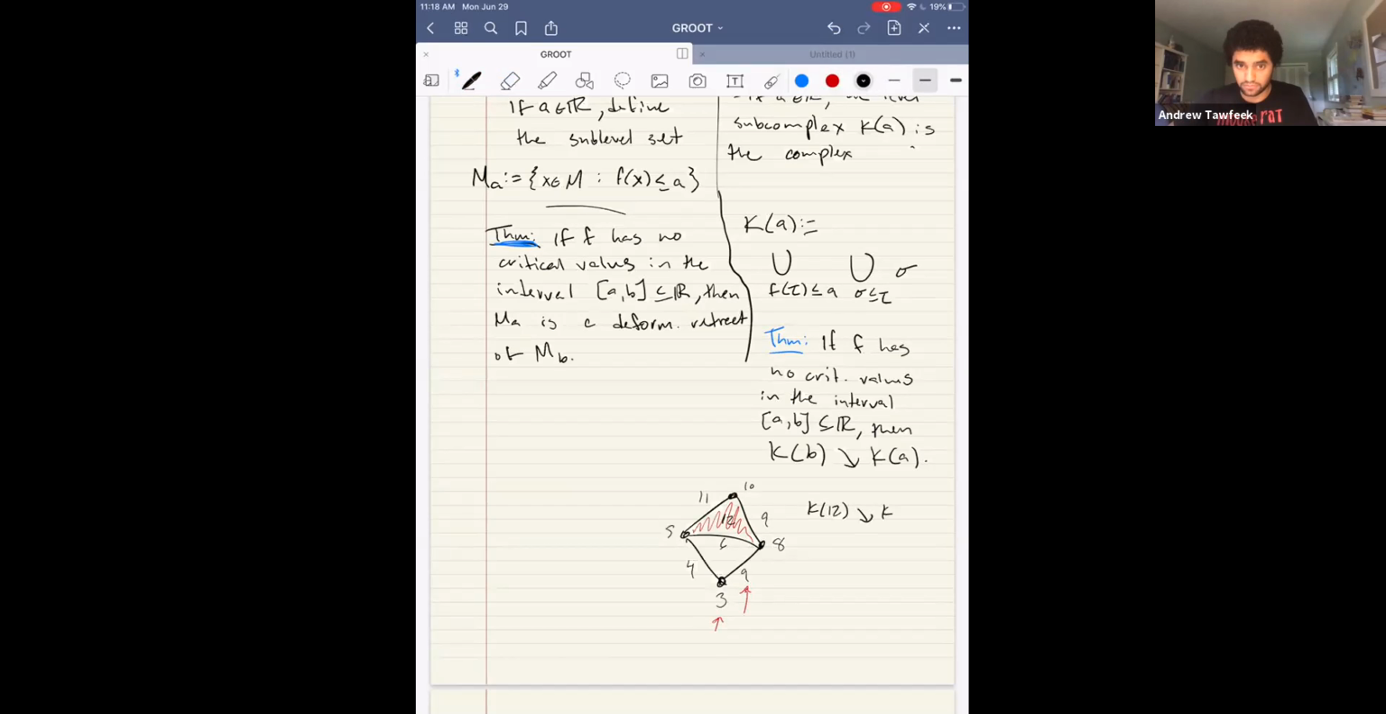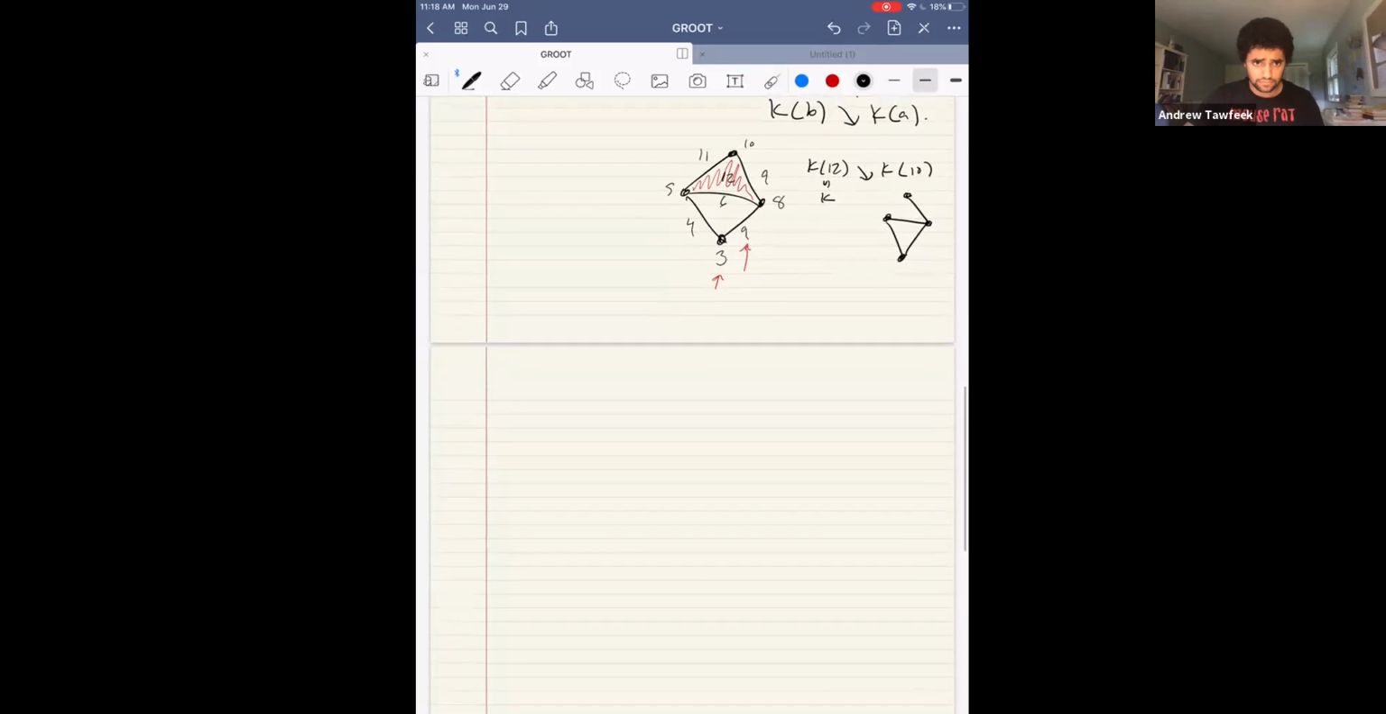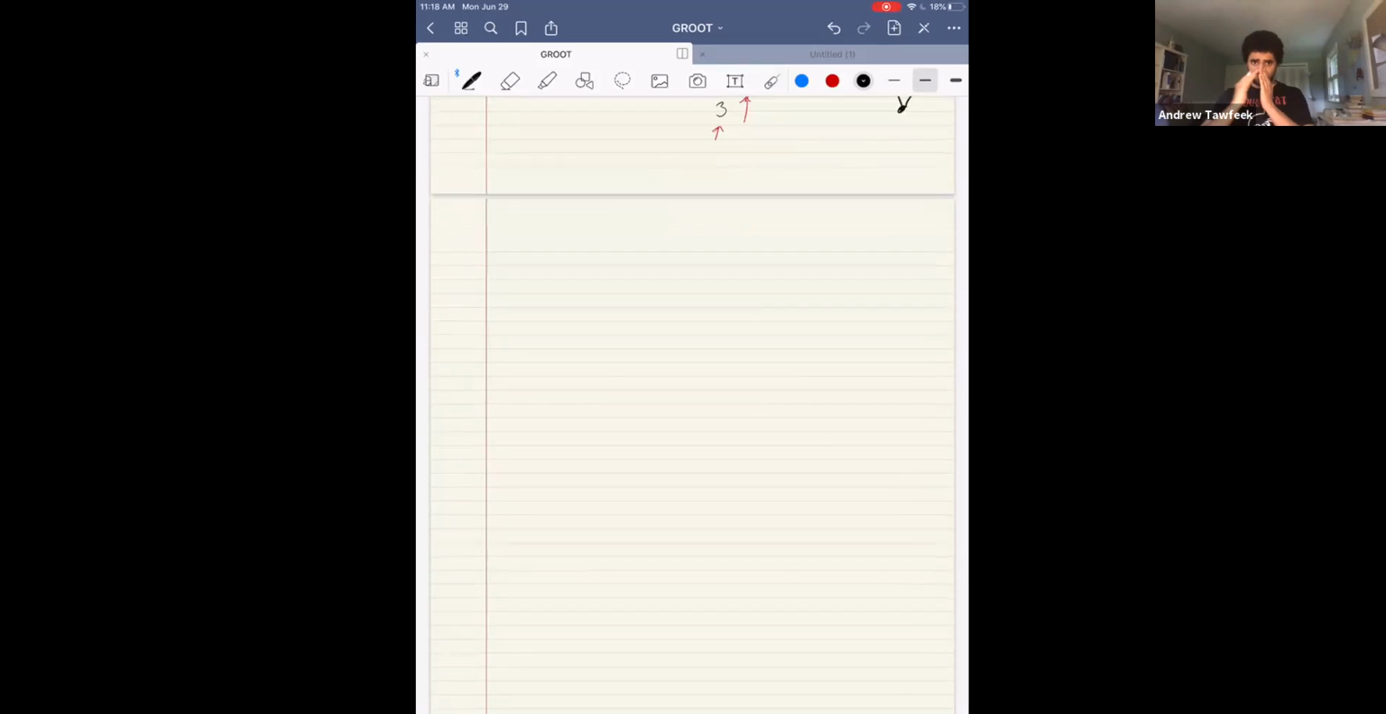We have K12, which is just K. It collapses to K10, and K10 looks like this, where the two-dimensional simplex has been collapsed. I won't write this next statement just because it's a bit long, but I can say it out loud. Forman also proved that a lot of discrete Morse theory actually implies the corresponding smooth theory. If someone wants me to write this down, I can, but I'll just write this one statement.